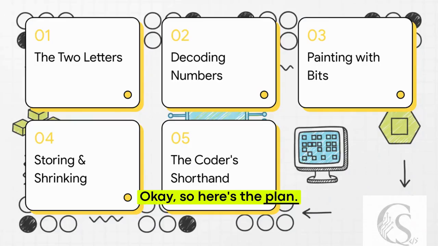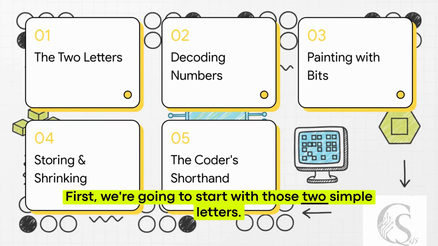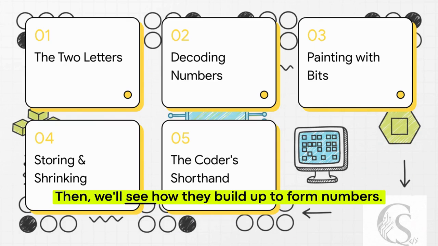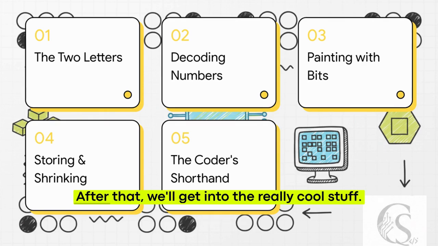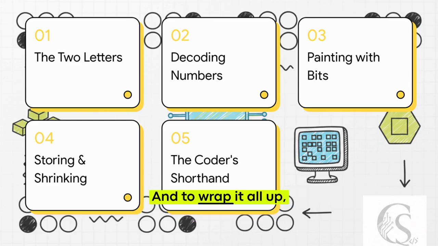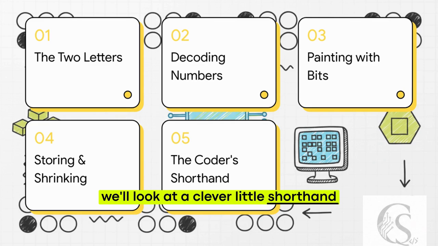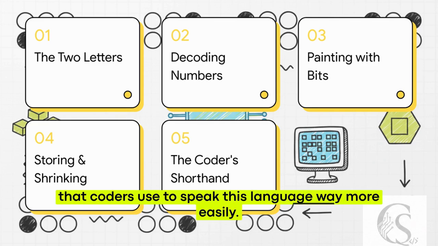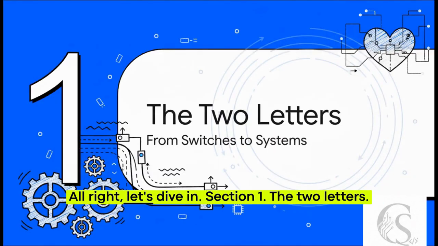Okay, so here's the plan. First, we're going to start with those 2 simple letters. Then, we'll see how they build up to form numbers. After that, we'll get into the really cool stuff, how computers use them to paint pictures and store massive amounts of data. And to wrap it all up, we'll look at a clever little shorthand that coders use to speak this language way more easily. All right, let's dive in.